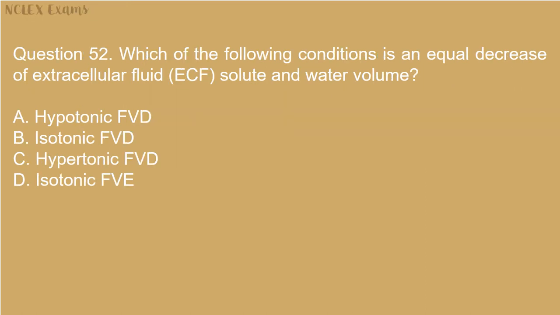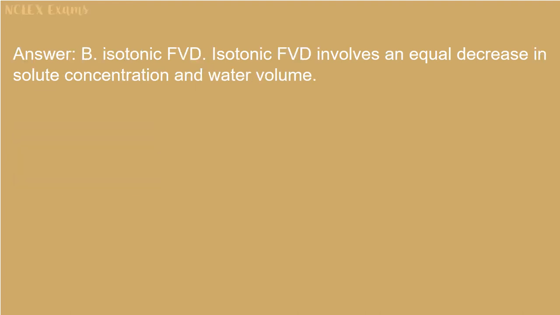Question 52. Which of the following conditions is an equal decrease of extracellular fluid ECF solute and water volume? A. Hypotonic FVD. B. Isotonic FVD. C. Hypertonic FVD. D. Isotonic FVE. Answer B. Isotonic FVD. Isotonic FVD involves an equal decrease in solute concentration and water volume.